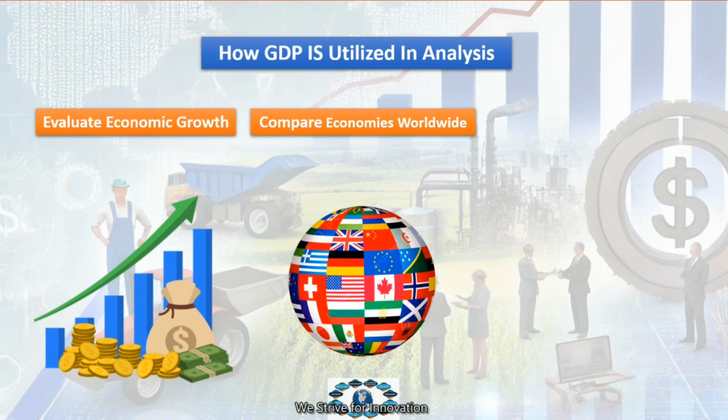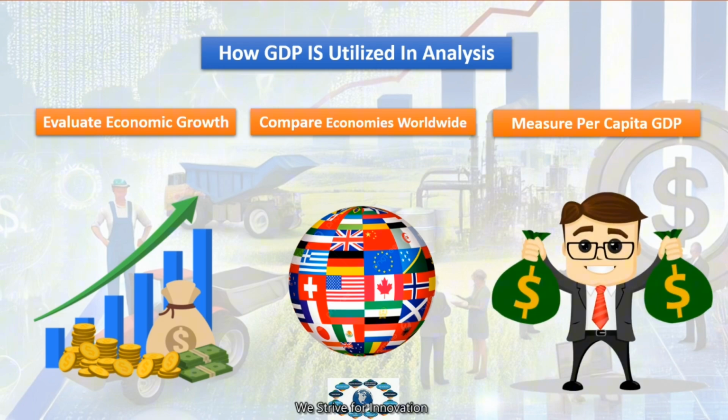For example, the GDP of the United States is much larger than that of a small country like Switzerland, indicating a larger economy. Also, we can use it to measure per capita GDP, which means we can take that GDP divided by the population, which gives us a rough estimate idea of the average income per person in that particular country.